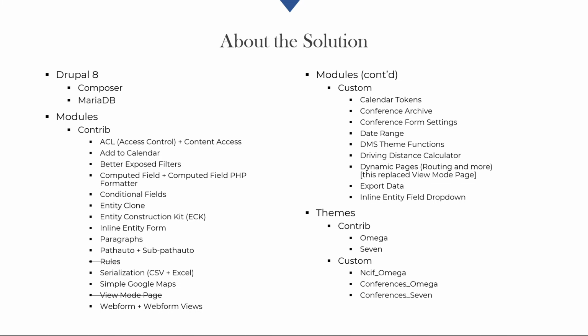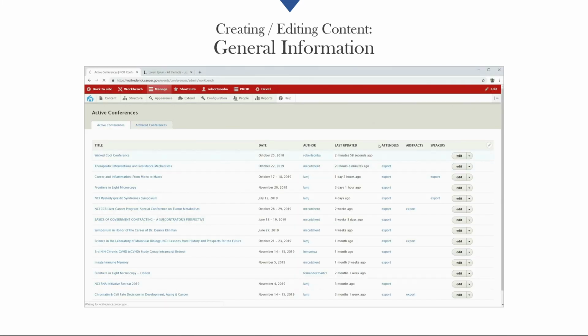So then that brings us to the custom modules on the top right. We have calendar tokens, conference archives. These things are just kind of setting up data for us. The date range module is calculating date ranges for each of our conferences for easier display. Driving distance calculators find out distances between hotels and conference venues, those sorts of things. And our dynamic pages module, that's kind of our specialty there, which is basically creating all the pages from the contents of our single node. Data exports, those sorts of things. And then we have a variety of themes. But let's go on further here.